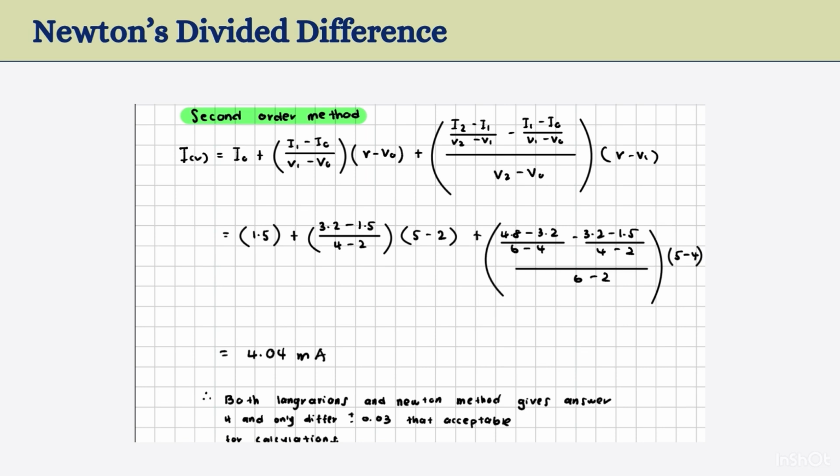And then here we can say both Lagrange and Newton methods give answers that only differ by plus or minus 0.03, which is acceptable for calculations.